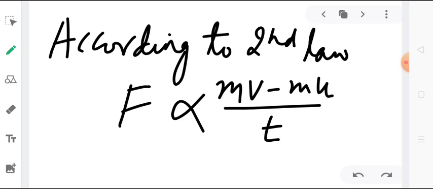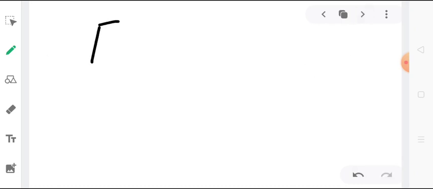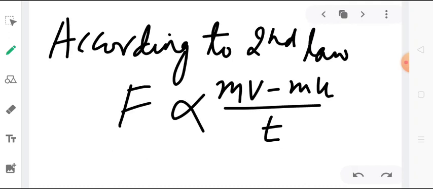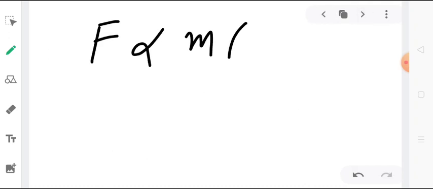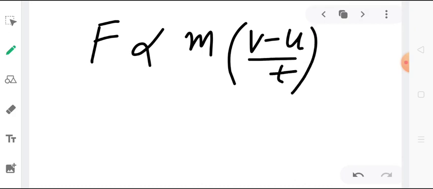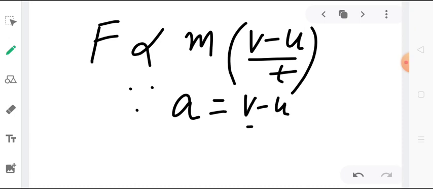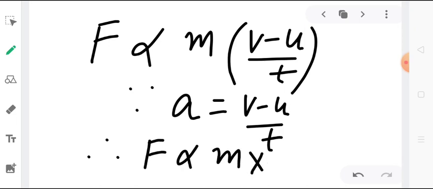Now let us proceed from here. If we take m as common, does the bracketed term appear a bit familiar to you? Obviously, it represents acceleration. So therefore, F is proportional to m into a.